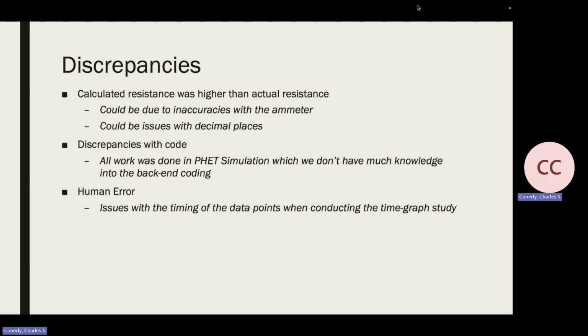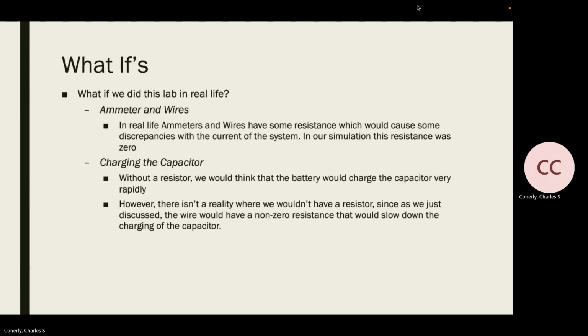We see some discrepancies here, maybe due to some inaccuracies with the meter, could be issues with decimal places, discrepancies within the code, or maybe just human error from me taking too much time when calculating the time graph study. And if we did this lab in real life, the main thing is that resistance would be non-zero for the wires and emitters. This would cause some issues with the resistance we calculated, and it would also cause some effects with the capacitor charging.